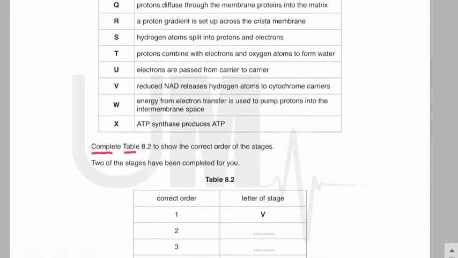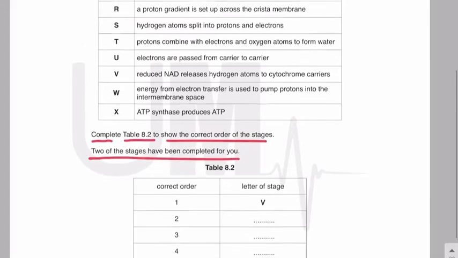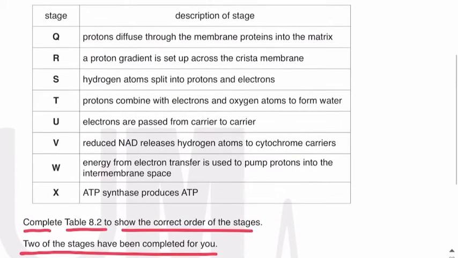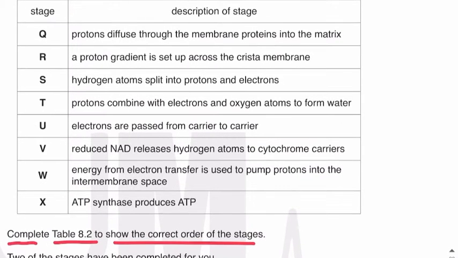Complete table 8.2 to show the correct order of the stages. 2 of the stages have been completed for you. Okay, so let's place these stages in the correct order. Where does oxidative phosphorylation start? It starts when the reduced NAD goes to the electron transport chain in the inner membrane of the mitochondrion and releases hydrogen atoms to the cytochrome carriers, which are the carriers of the electron transport chain. So this is the first stage.